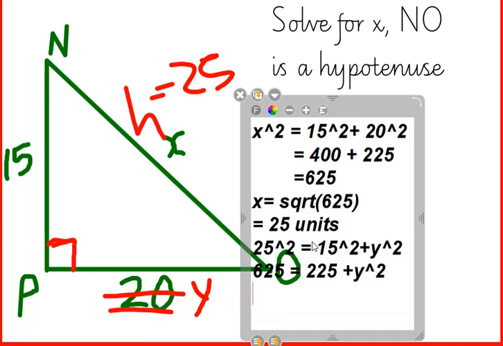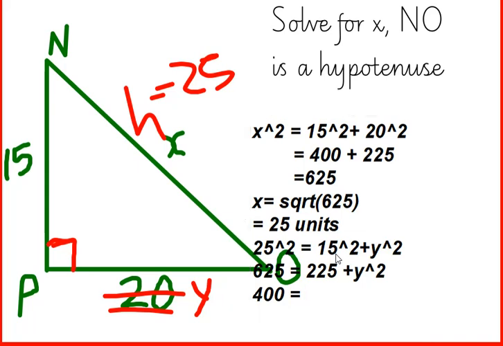That's our unknown. If we want to make y squared stay on our right, we take 225 from 625 because they're like terms. We say 625 minus 225 and we get 400. So 400 is equal to y squared.